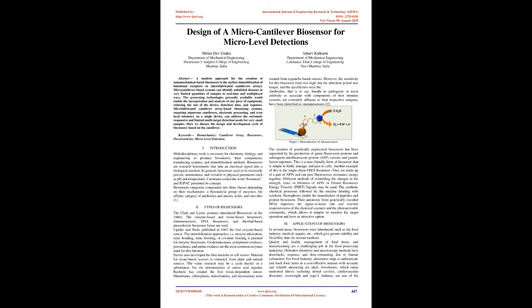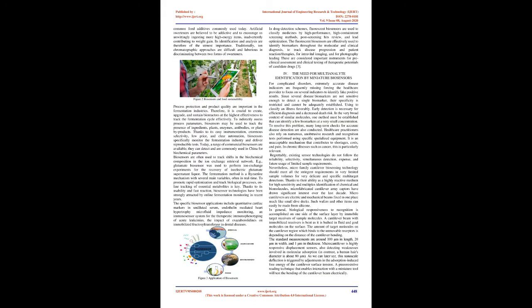Different methods of controlling the changes in the strength, ratio, or lifetimes of AFPs in Forster resonance energy transfer, FRET, signals may be used. The synthetic chemical processes followed by the enzyme labeling with synthetic fluorophores enable the manufacture of peptide and protein biosensors. Their autonomy from genetically encoded AFPs improves the signal-to-noise ratio and reaction responsiveness of the chemical scanners and the photoactivable community, which makes it simpler to monitor the target operation and an attractive option.